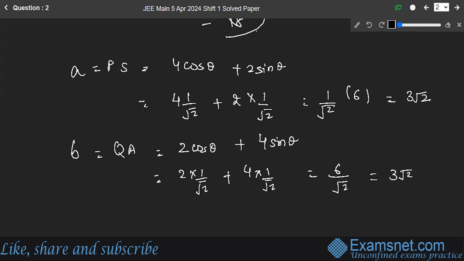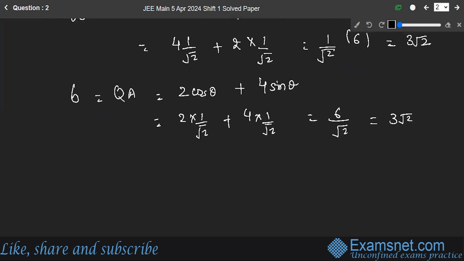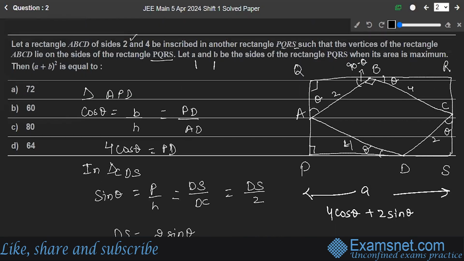And what you have to find out in the question was (A plus B) whole square. So (A plus B) whole square will give me (3 root 2 plus 3 root 2) whole square, (6 root 2) whole square, or 36 into 2, 72. This is the answer to the question. Hope you're clear with this. Option A is the right answer. Right? Let's move to the next question, number 3.